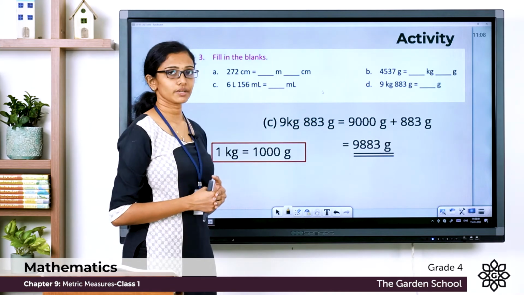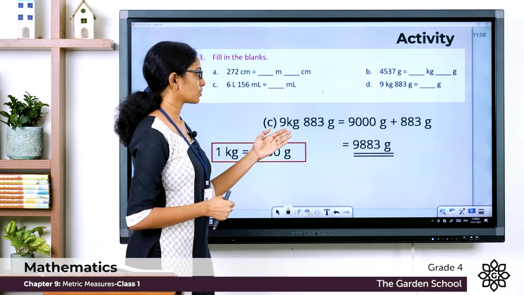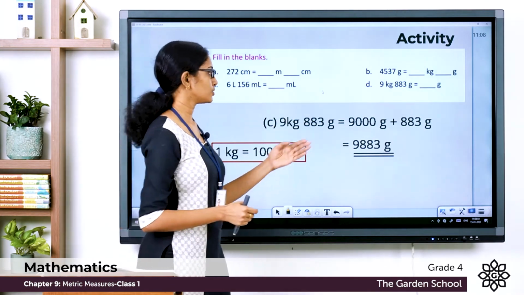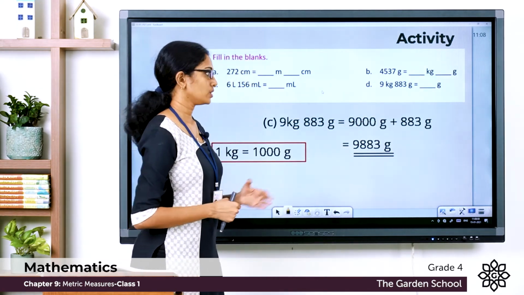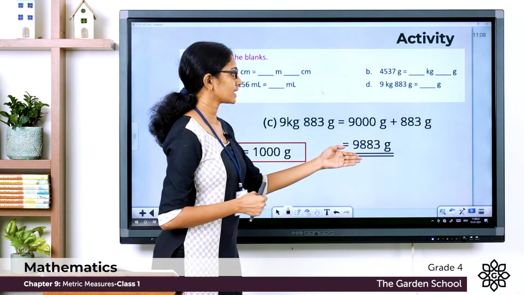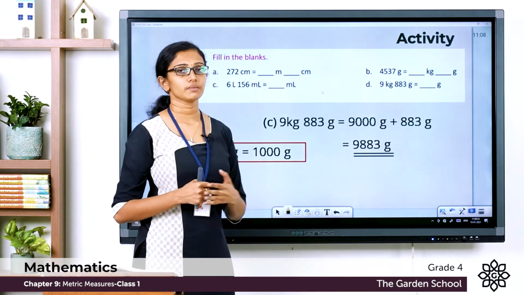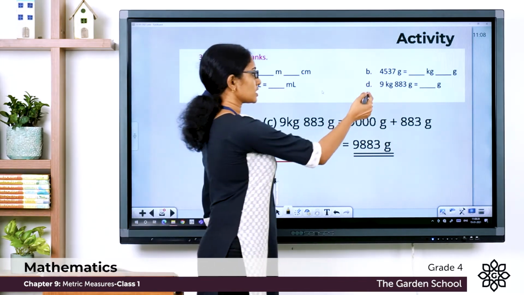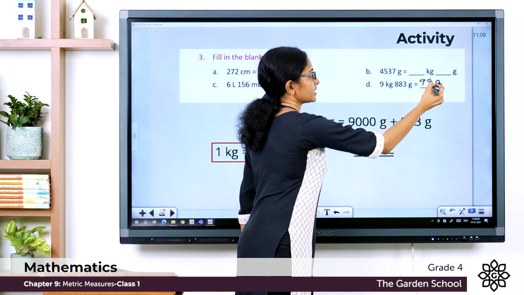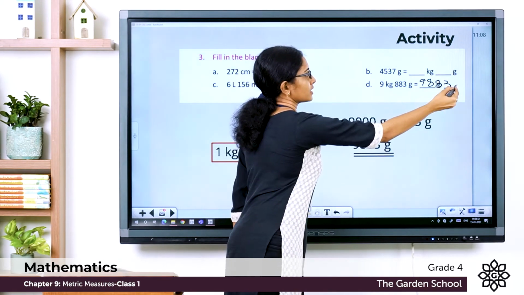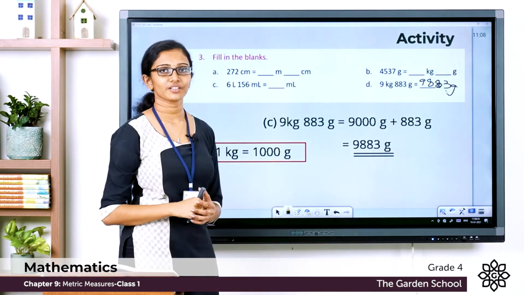So let's split the given measurement. 9 kilogram 883 gram is equal to 9000 gram plus 883 gram. Now add these two and we get 9883 grams in total. So this is equivalent to 9883 grams. Hope you got this one correct.